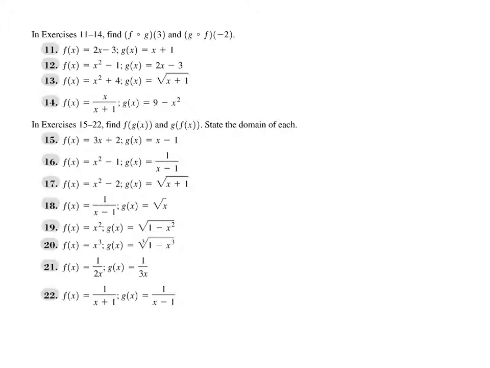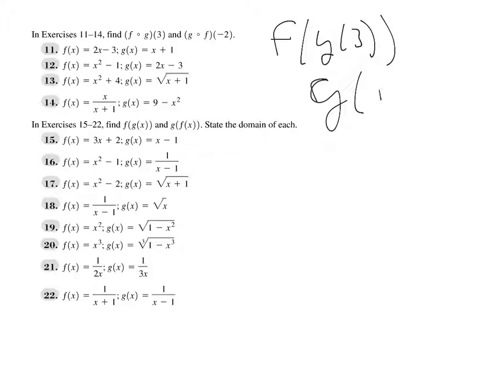So for this number 12, we need to find these composite functions. This circle notation, f of g of x, could also be written this way: f of g of 3 and g of f of -2. So that's just how you read that notation. And one way to do it, since we could evaluate, we could generate the function.